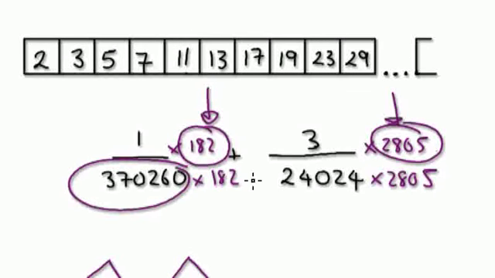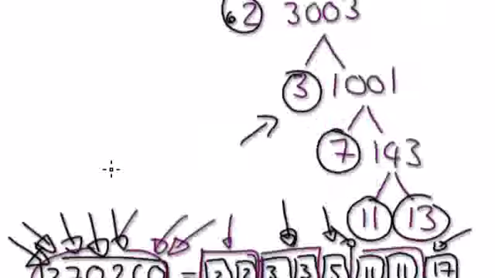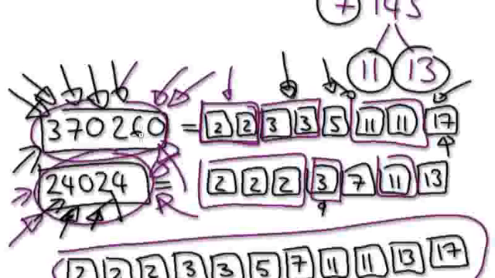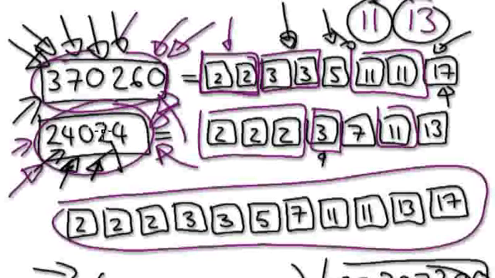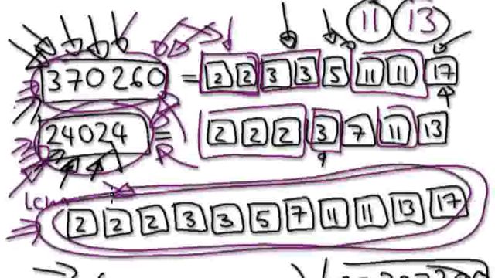Remember we looked at this number and this number. We broke it up into a product of primes. So this was one of the denominators, and this was the other. Then we got to our lowest common multiple, which will be bigger than these numbers. We got to our lowest common multiple, which is this number here, all multiplied together.